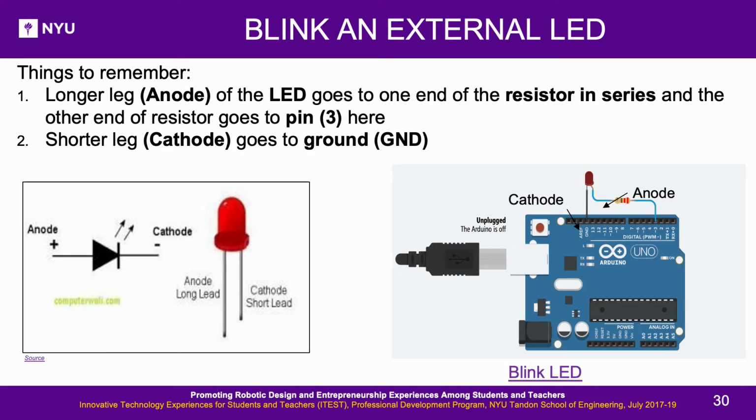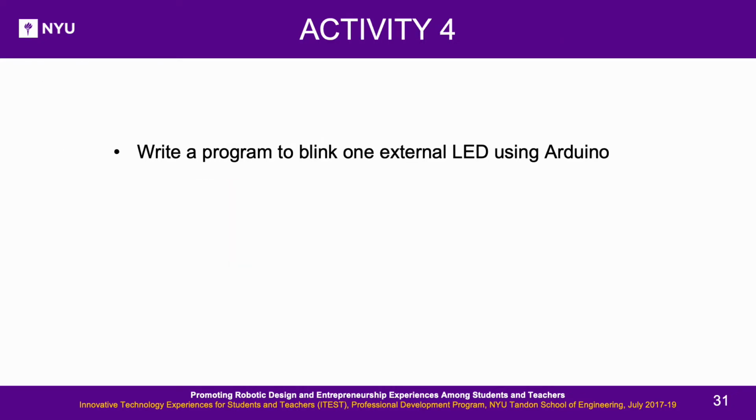Blink an external LED. Make the connections as follows. Things to remember: the longer leg, or anode, of the LED goes to one end of the resistor in series, and the other end of the resistor goes to pin 3 here. The shorter leg, or cathode, goes to the ground, G, end. Activity 4. Write a program to blink one external LED using Arduino.